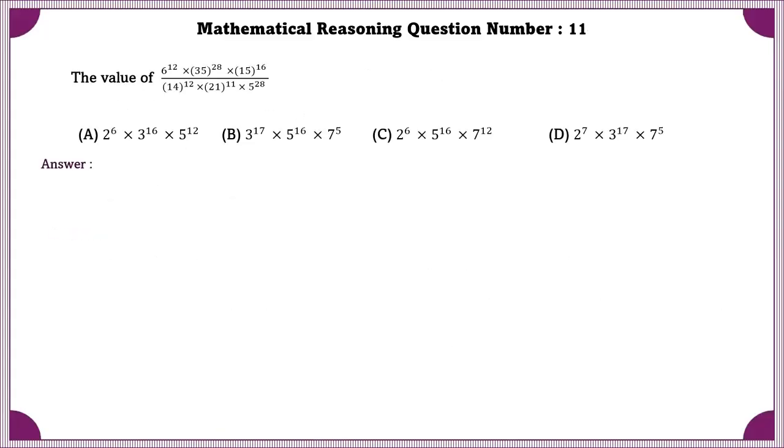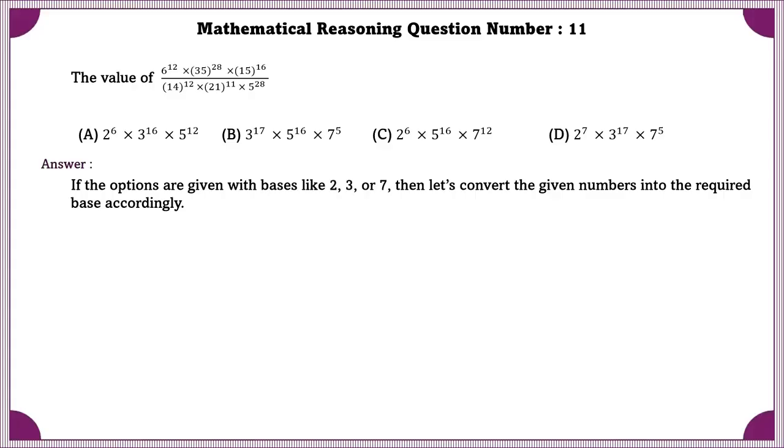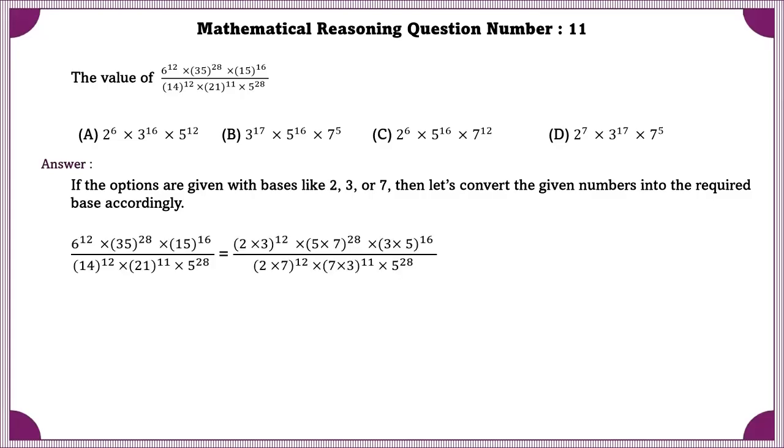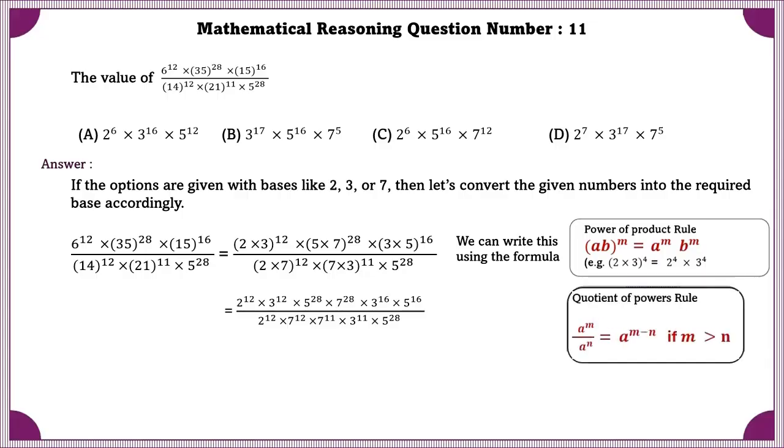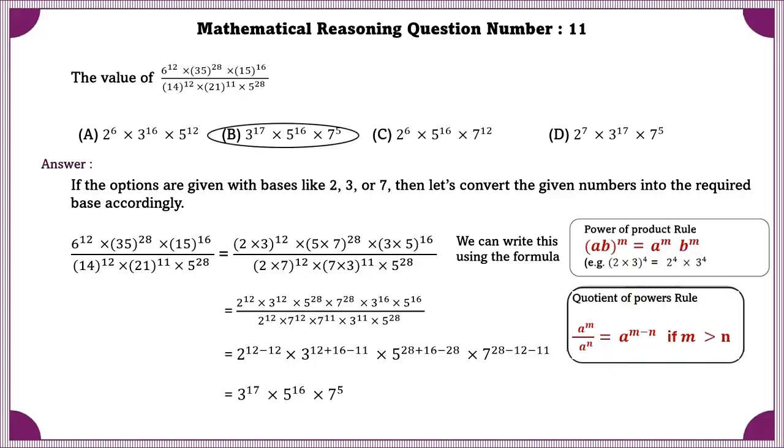Mathematical reasoning question number 11. The value of the given expression is. If you see, the options are given with bases like 2, 3 or 7. Then let's convert the given numbers into the required base accordingly. After converting, we can write this using the power of product rule. Now, after that, we can use the quotient of power rule, that is subtracting the power of the denominator from the numerator power. If we do that, we'll get 3 to the power 17 into 5 to the power 16 into 7 to the power 5.